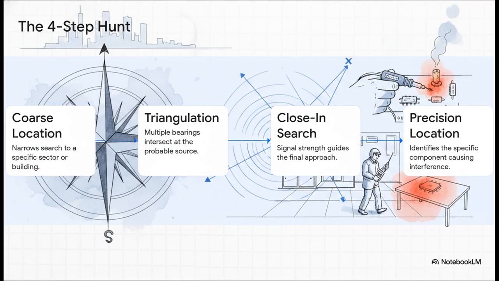You start with a course location, just getting a general direction. Then you use triangulation, taking bearings from a few different spots to really narrow the search area. From there, it's a close-in search, walking the area, watching that signal strength. And finally, precision location, where you might use something like a near-field probe to nail the exact component causing all the trouble.